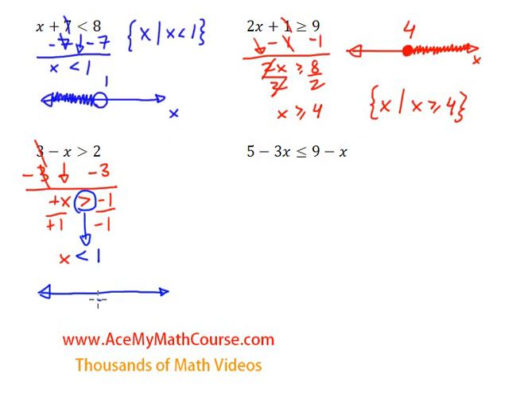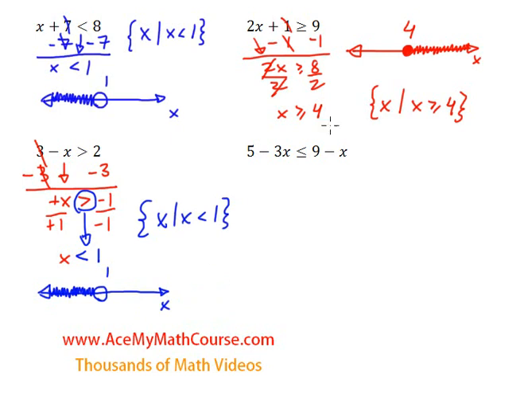And let's make an open dot right here at 1. And x is going to be smaller than 1, so same answer as this, right? So we can highlight the area to the left. And I'll write it like this as well.